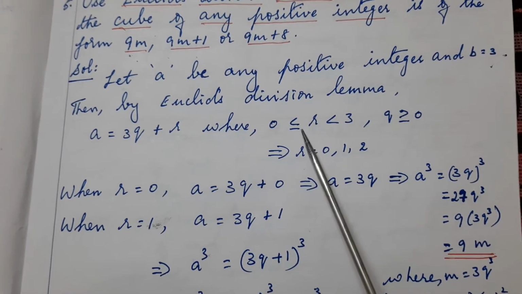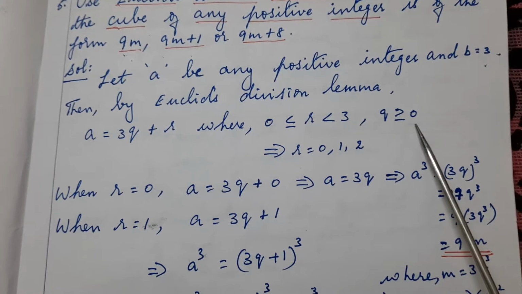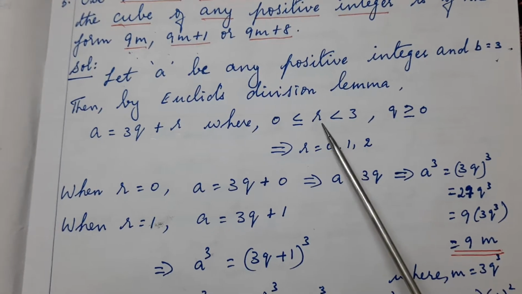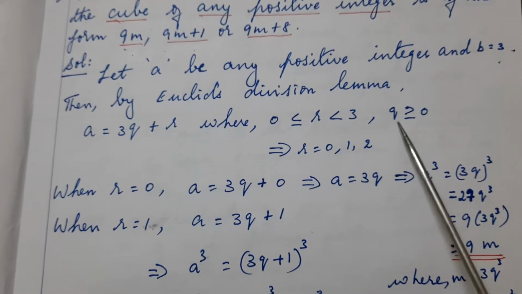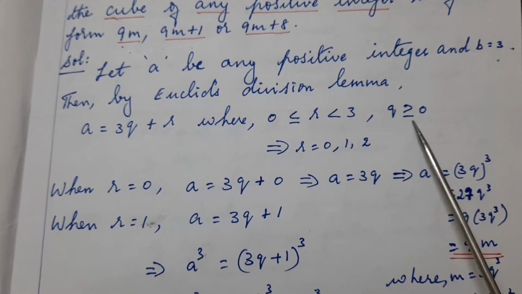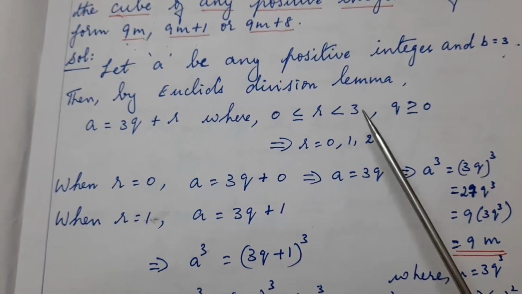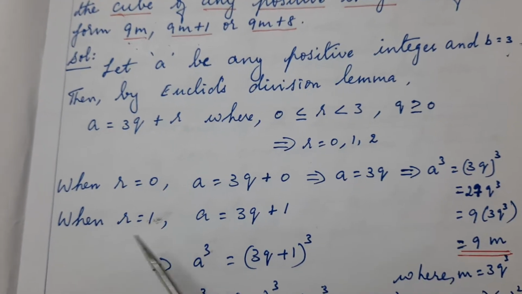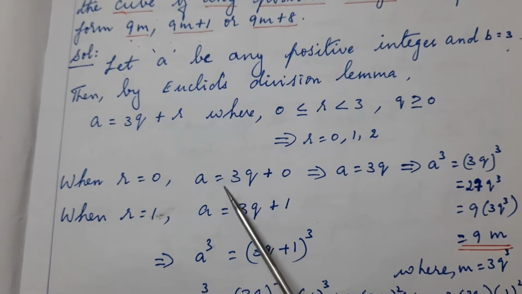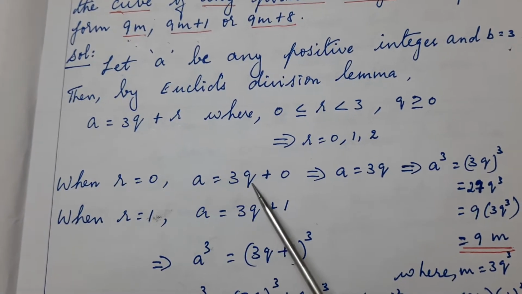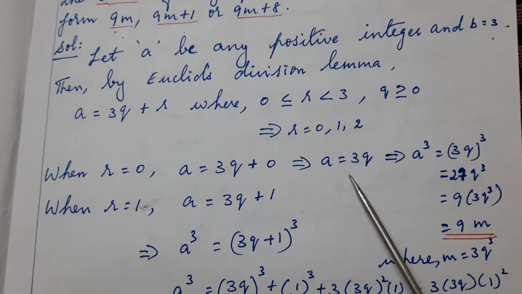So a is equal to 3q plus r, where 0 is less than or equal to r, less than 3, and q is greater than or equal to 0. What does it mean? The remainder lies between 0 and 3 and the quotient will be greater than or equal to 0. And this remainder will be 0, 1, 2 because it should not go beyond 3. So when r is equal to 0, a is equal to 3q plus 0. Substitute in this. This implies a is equal to 3q.